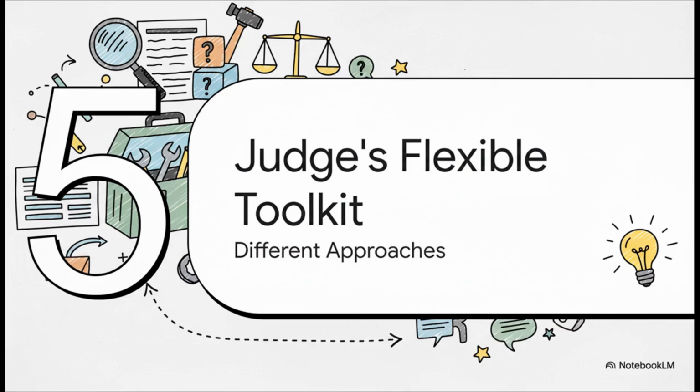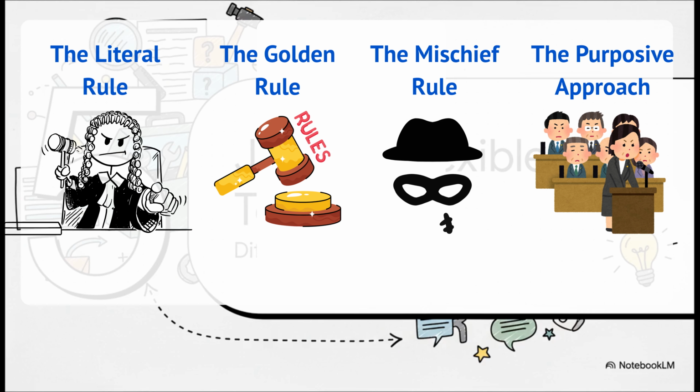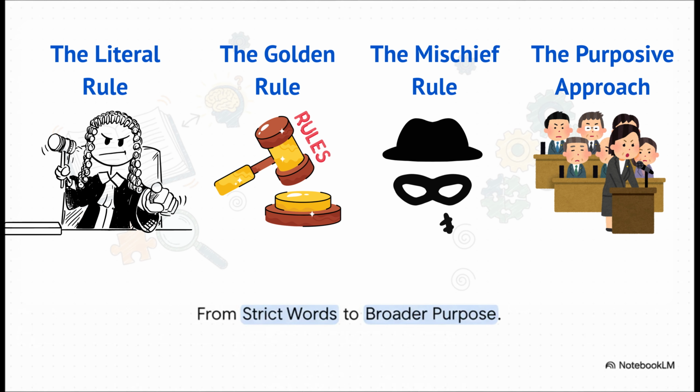So, there you have it. We've gone on this journey from a super strict, literal reading all the way to looking at the broad, overall purpose of a law. And what's really important to get is that these aren't some rigid set of rules that a judge has to follow in order 1, 2, 3, 4. It's much better to think of them as exactly that, a flexible toolkit. A judge can pick the right tool for the job to find the best interpretation for the specific case they're looking at. And you can really see how this all fits together on a kind of spectrum.